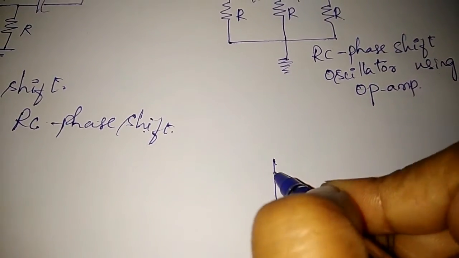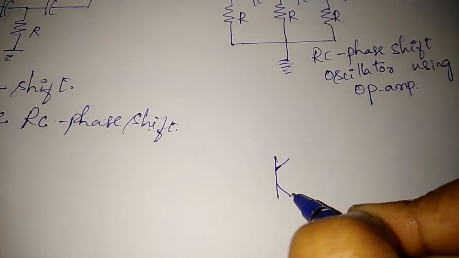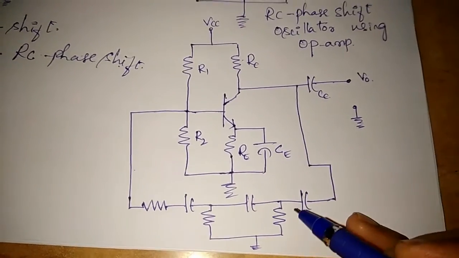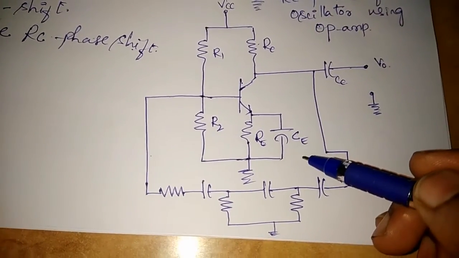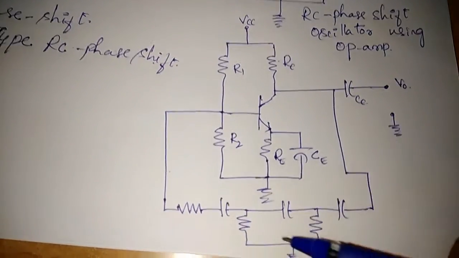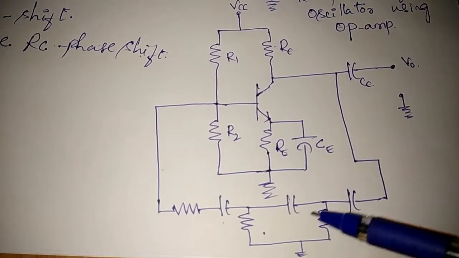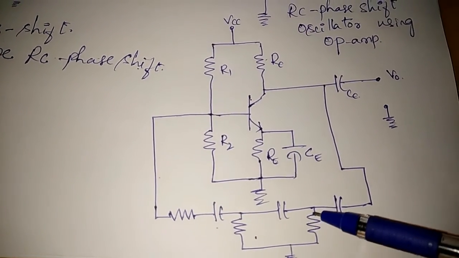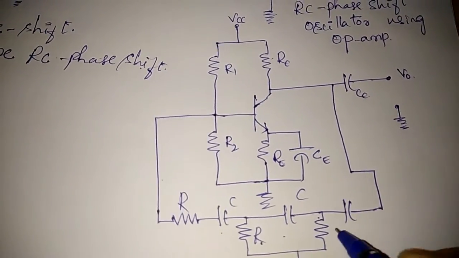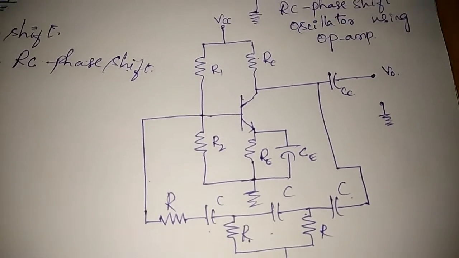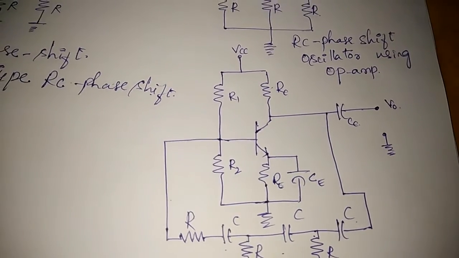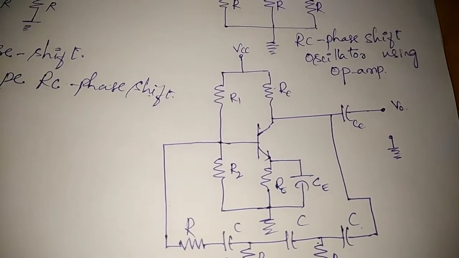How can you draw it using a transistor? So this circuit represents the phase shift oscillator using a transistor. Okay, the transistor is connected as an amplifier here, and you can observe the feedback network has a ladder type RC network. Okay, this is R, C, R, C, R, and C.